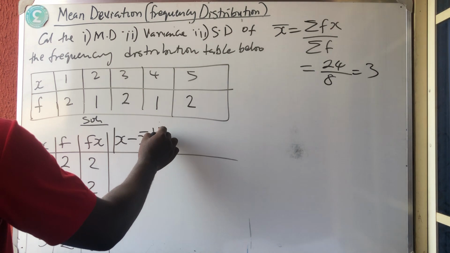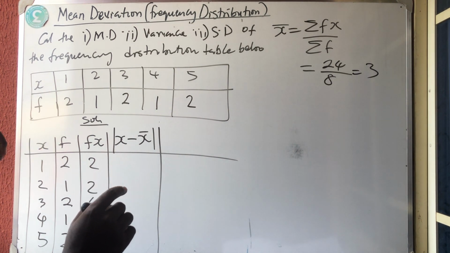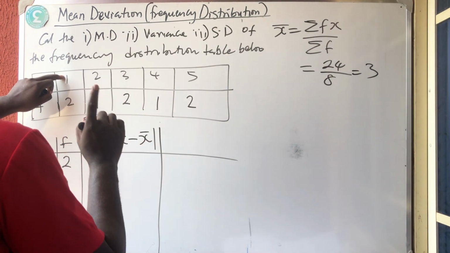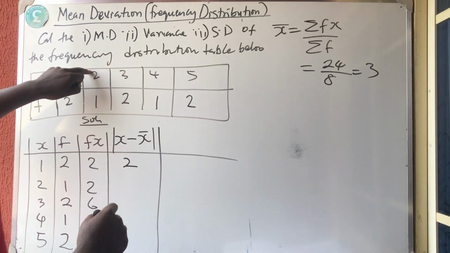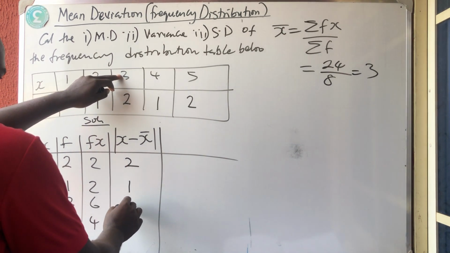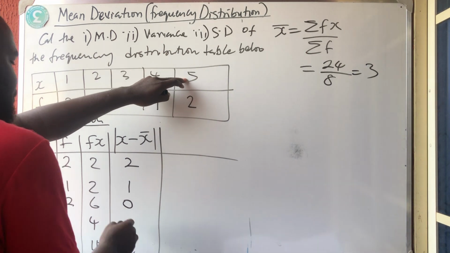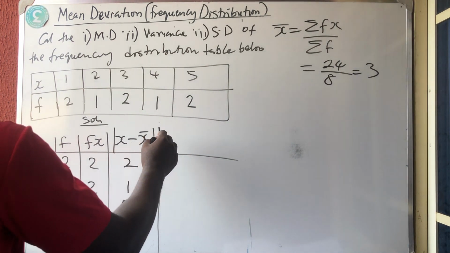So now let us get this part. This part said each of them minus mean, but I must take it positive. 1 minus 3 is minus 2, but I'm taking just 2. 2 minus 3 is minus 1, but I'm taking just 1. 3 minus 3 is 0. 4 minus 3, 1. 5 minus 3, 2. Okay? Now the next thing you need is what?